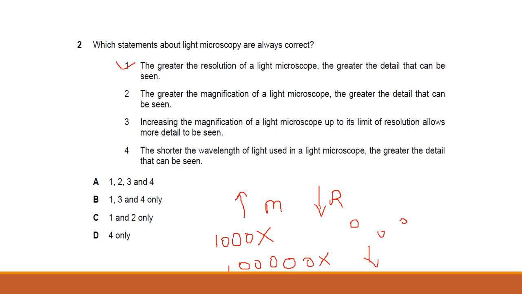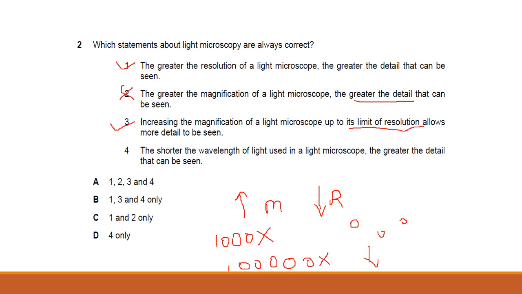So I want you to try it when you're in school. Start with a small magnification. Look through the microscope, have a look at what you see and how much detail you can see. And as you increase the magnification, look at what happens to the resolution. You'll realize that the resolution becomes poor. And resolution is basically the amount of detail you can see. So in this case, number 2 is wrong. Number 3 says increasing the magnification of a light microscope up to its limit of resolution allows more detail to be seen. That is correct. The limit of its resolution means its maximum resolution.